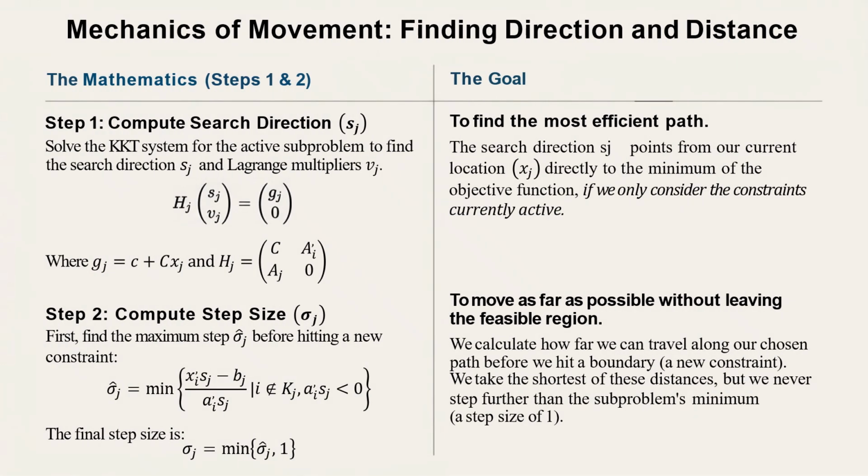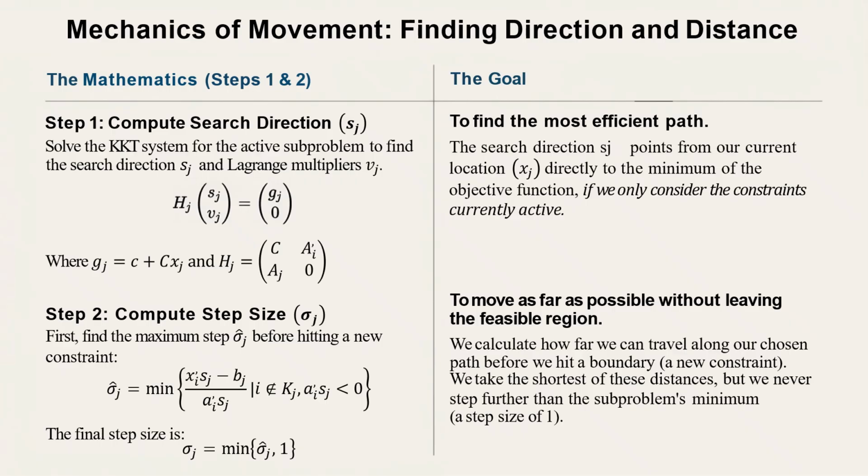In this slide, we delve into the engine of the algorithm, the mathematical computations seen in steps 1 and 2 of our flowchart. Our objective here is simple yet vital: to find the most efficient path to the solution. Step 1. Compute search direction, Sj. In the first phase, we must calculate the search direction, represented by the vector Sj.